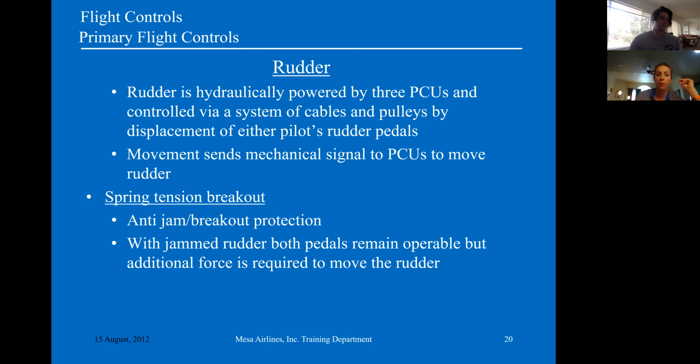Spring tension breakout for the rudder. If you do jam a rudder, it's going to be harder to move it even after you do the jam or breakout protection. It's not like the ailerons. It's still somewhat jammed, but additional force is required to move the rudder.